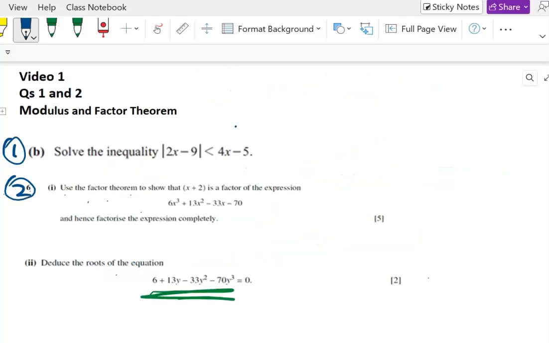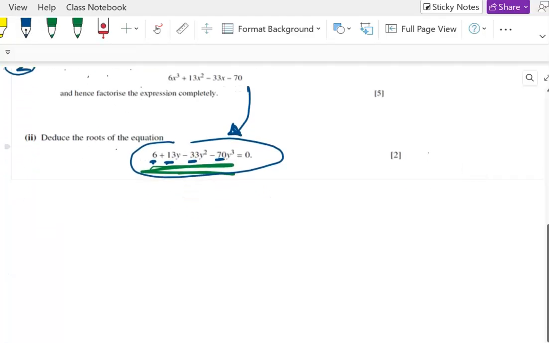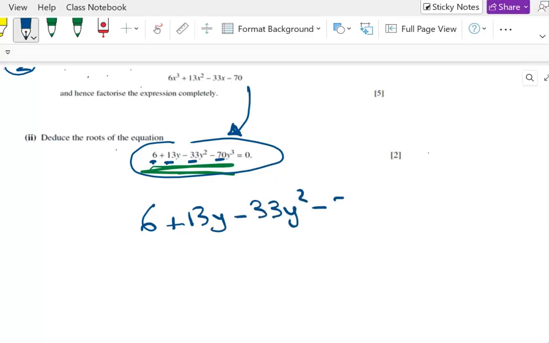Okay, now the last bit of the question was the bit that was a little bit different. That's why I chose this for the exam. We now have to deduce the roots of this thing here. So if you look at these, they're maddeningly close to each other, and you can see that the coefficients are matching, right? So if we write it out like this, we've got 6 plus 13y minus 33y squared minus 70y cubed is equal to 0.